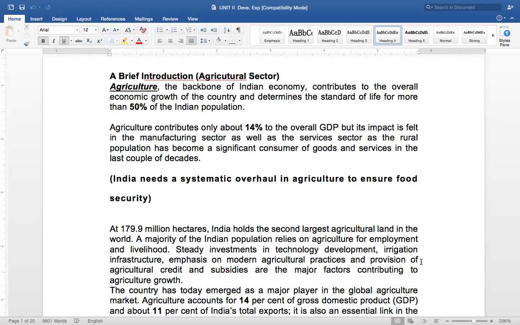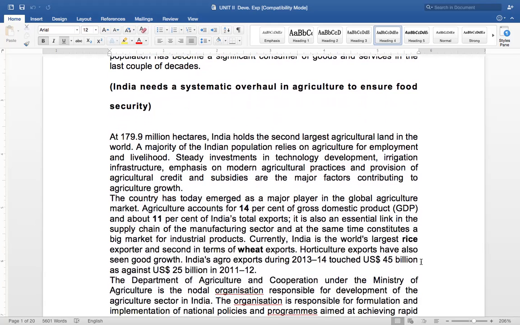So at 179.9 million hectares, India holds the second largest agricultural land in the world. A majority of the Indian population relies on agriculture for employment and livelihood. Steady investment in technology and irrigation infrastructure, with emphasis on modern agriculture practices, the country has today emerged as a major player in the global agricultural market. Agriculture accounts for 14% of GDP and about 11% of India's total exports. It is also an essential link in the supply chain of manufacturing sectors, and at the same time constitutes a big market for industrial products.